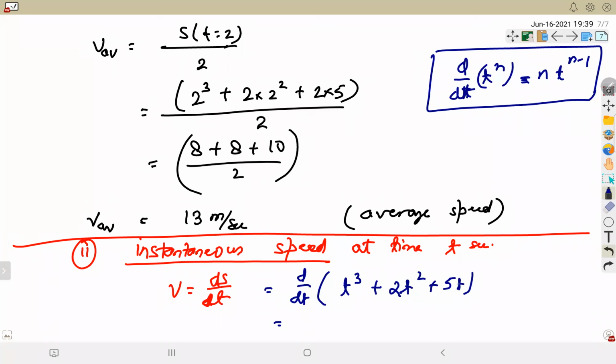So what will be differentiation of t cube? Quickly apply this formula. n here is 3. Three t square. 3t square. Very good. What will be for the second term?